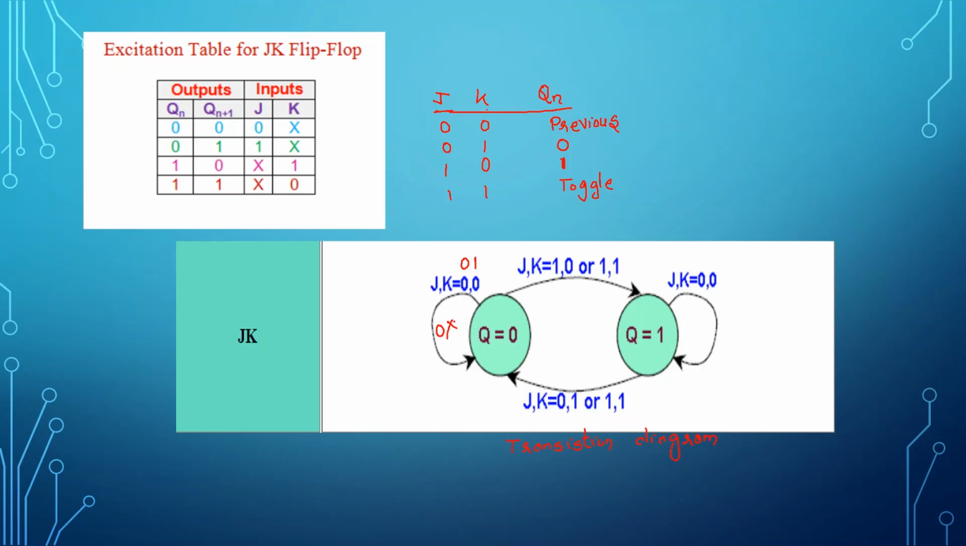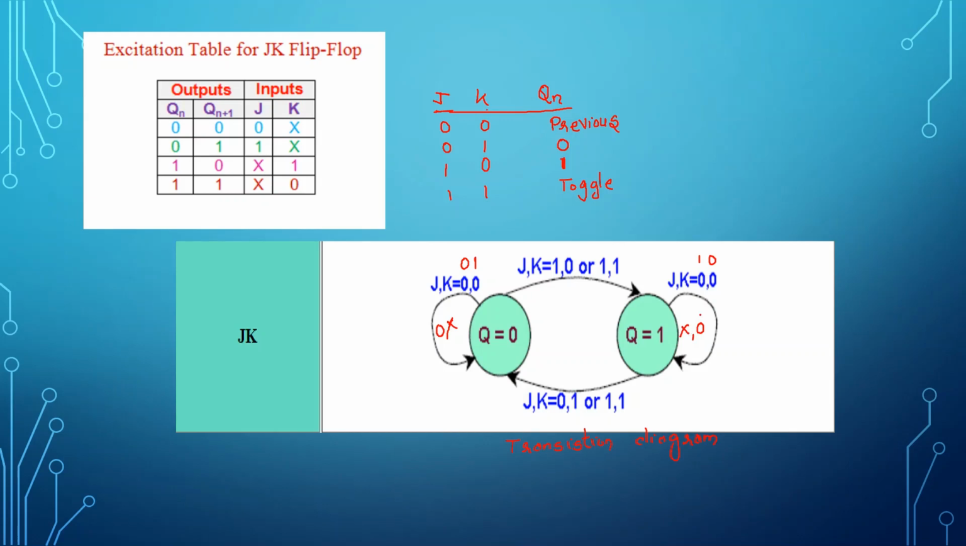Suppose the data stored in the flip-flop is 1 and you want it to show 1 itself. You can give the input as 0 0, or you can give the input as 1 0. In general I can write it as x 0, because I can give either 0 0 or 1 0.